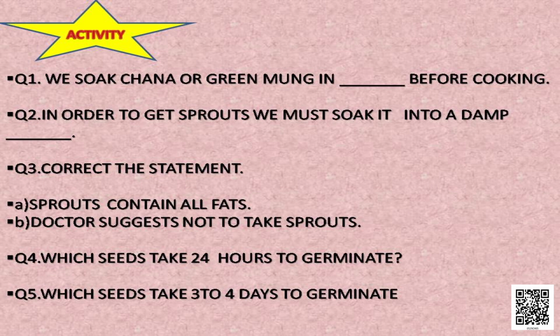So here are the questions for you. Question number 1: we soak chana or green moong in dash before cooking. Question number 2: in order to get sprouts, we must soak them in a damp dash. Next question, you have to correct the statement, students: sprouts contain all fats, so the doctor suggests not to take sprouts. Question number 4: which seeds take 24 hours to germinate? And question number 5: which seeds take 3 to 4 days to germinate?